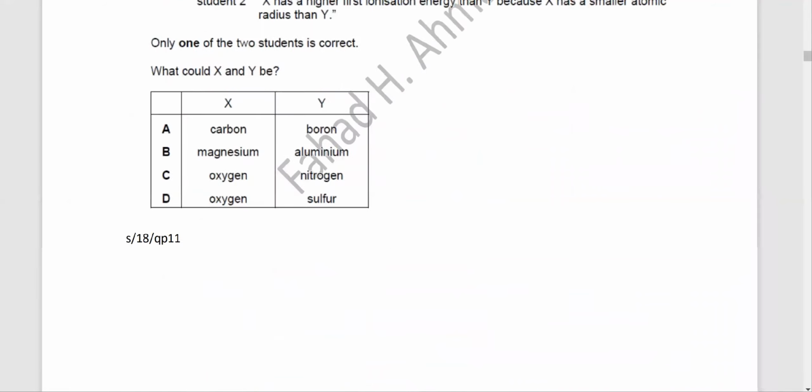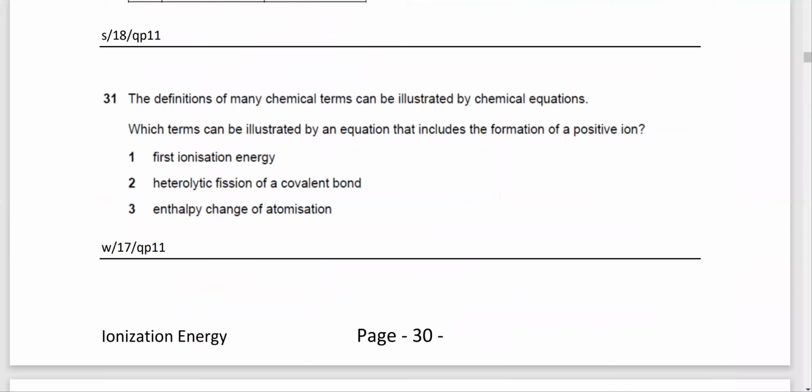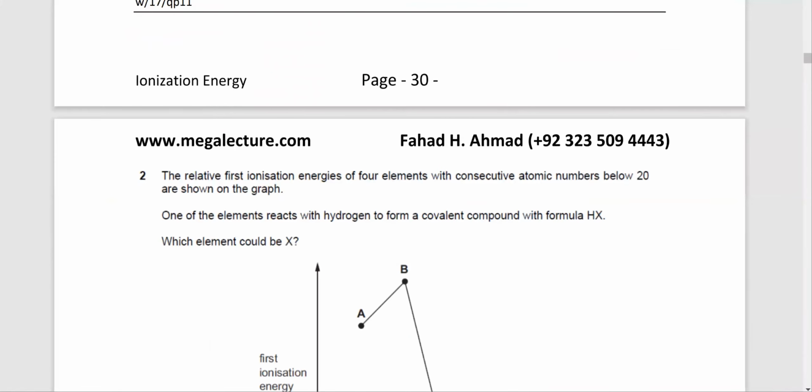Let's skip this one for a second. We're going to come back to this later on. Now the definition: which terms can be illustrated by an equation that includes the formation of a positive ion? The first ionization energy results in the formation of a positive ion, right? Is that clear? Let's skip the other two.